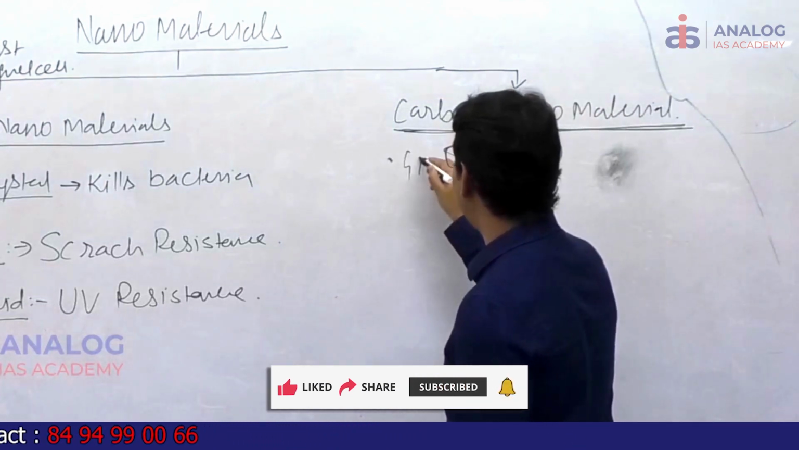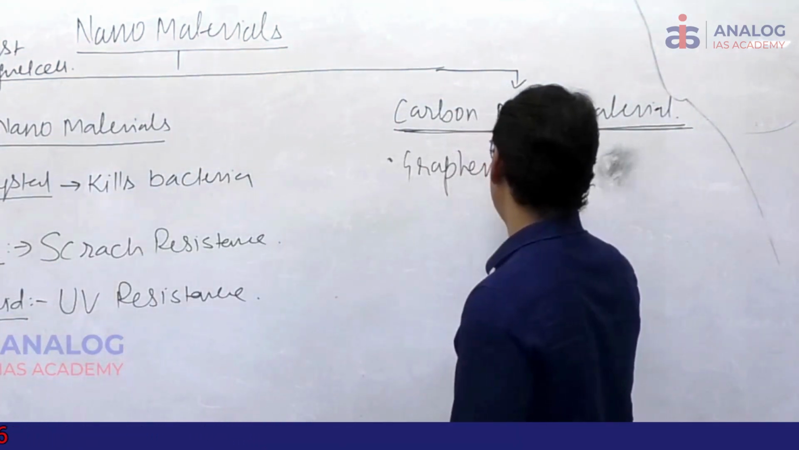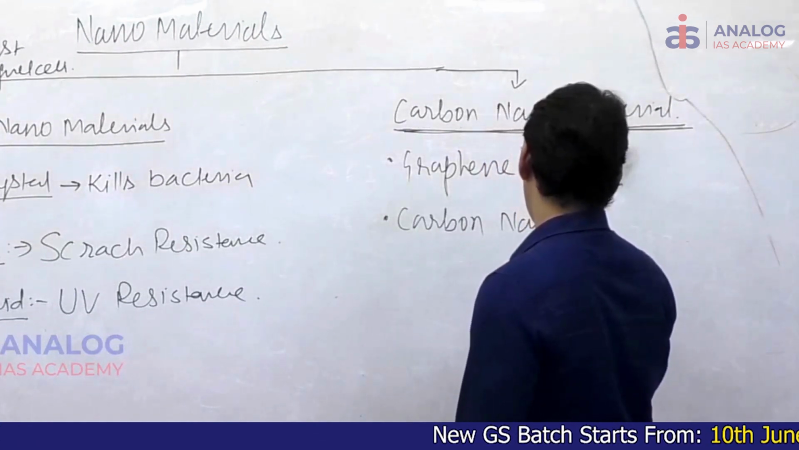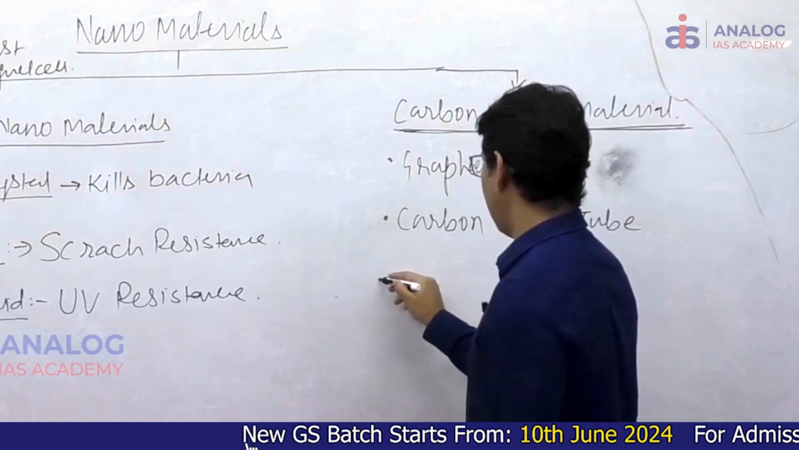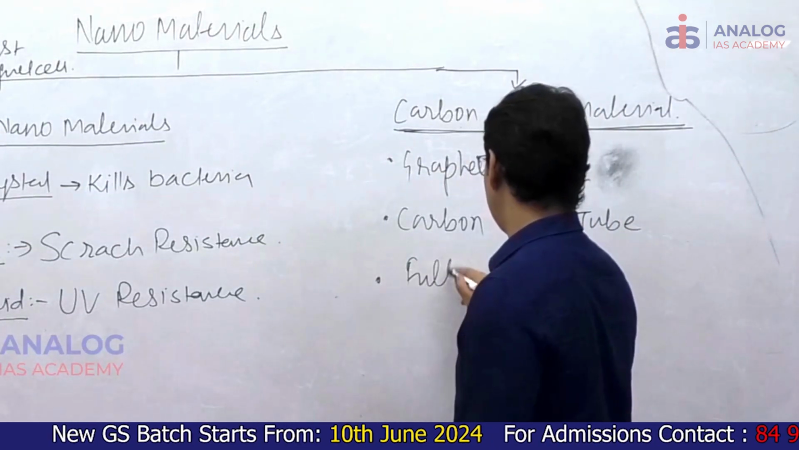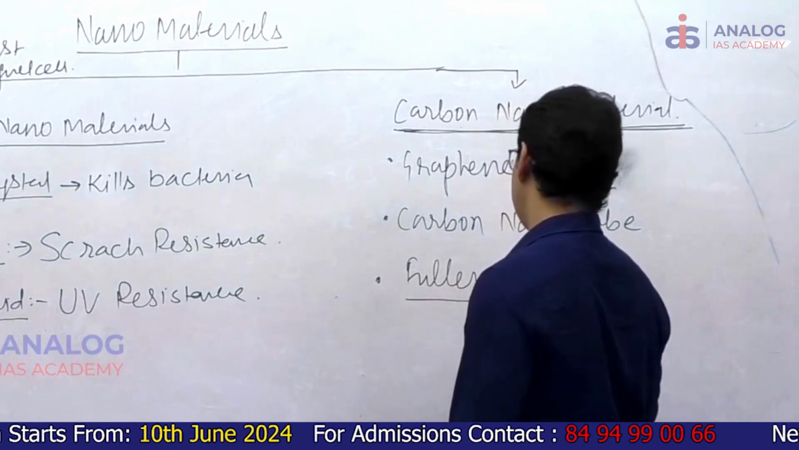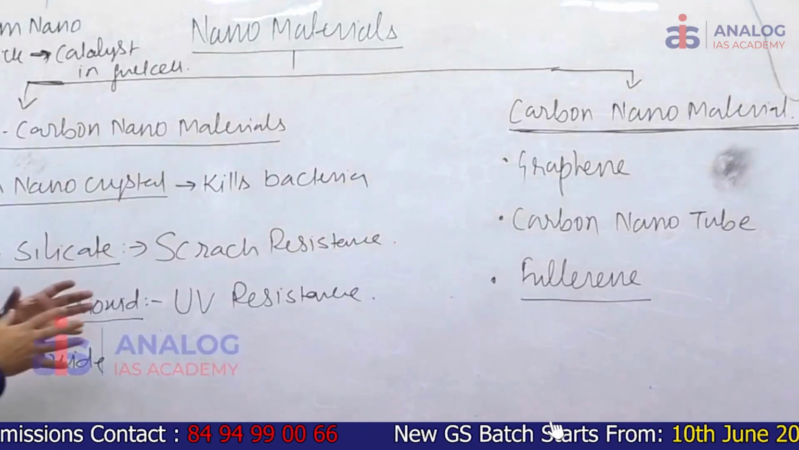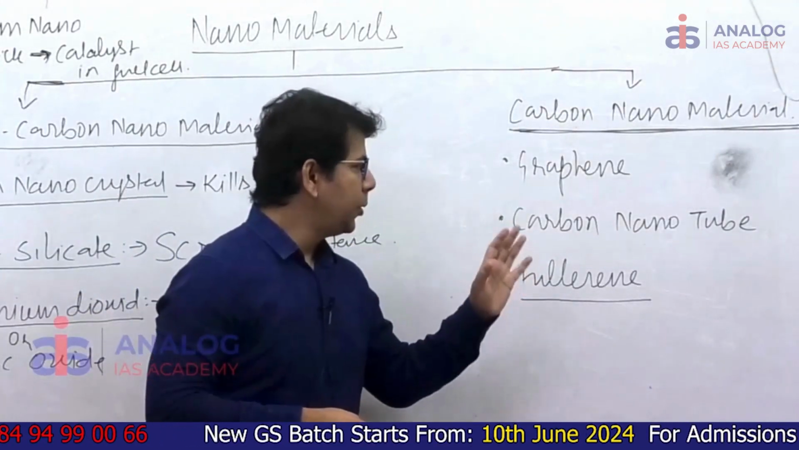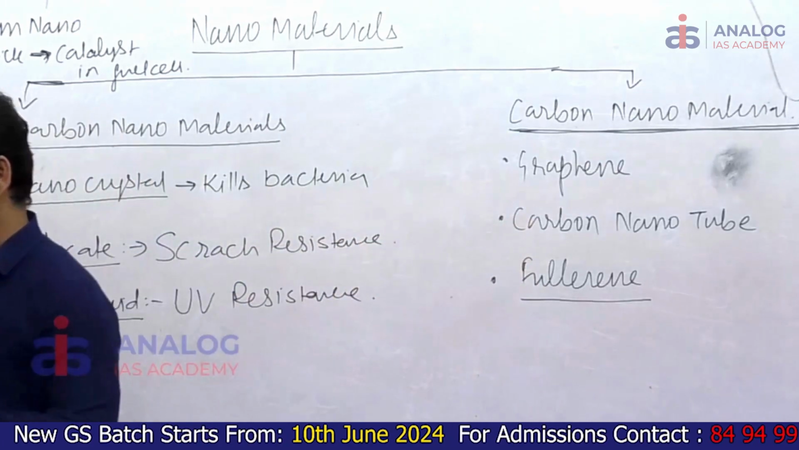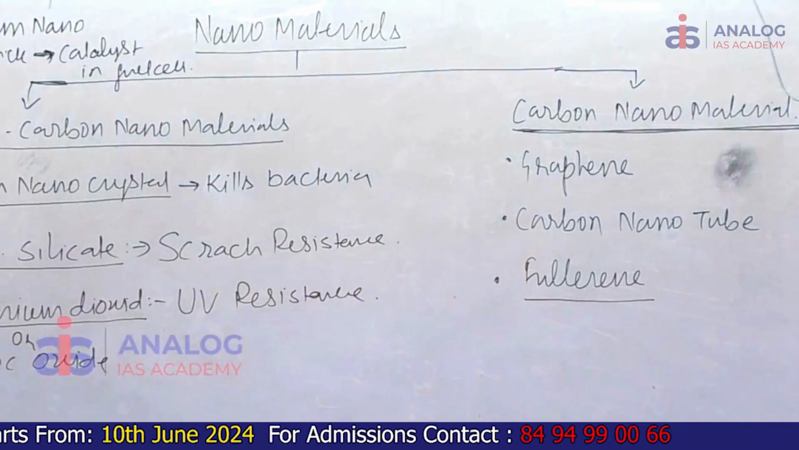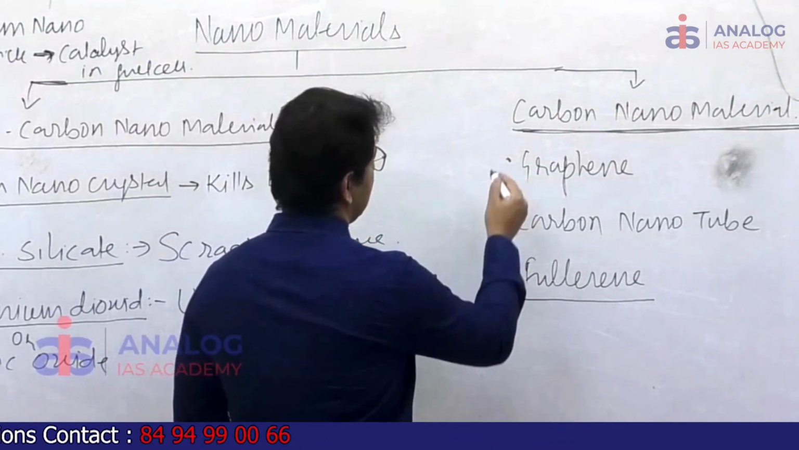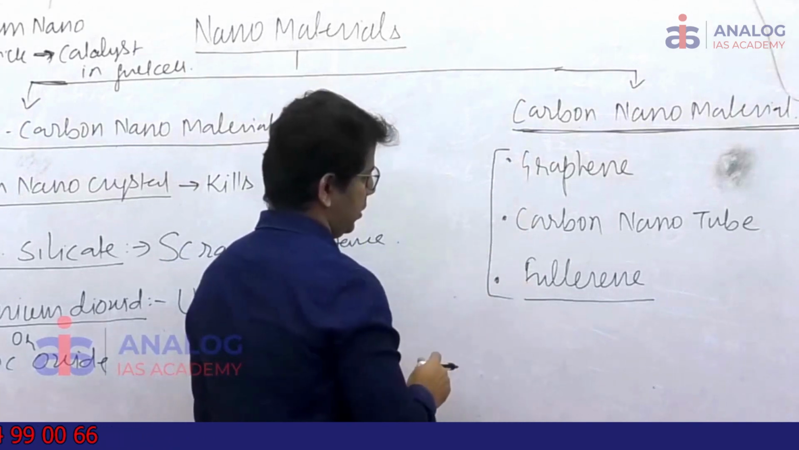There we have something called graphene. You might have heard the name. Then we have carbon nanotube. And then we have something called fullerene. So we'll focus over here. That is futuristic because it has got a lot of applications, and we'll look into that. Many of you must know about graphene, CNT, and fullerene because these are pure forms of carbon, right?